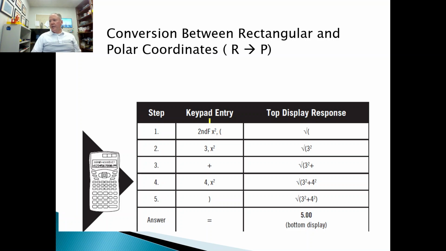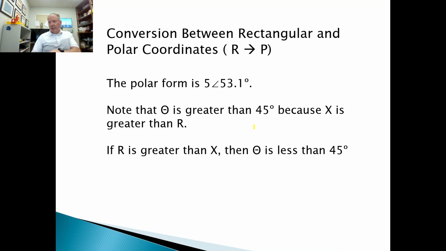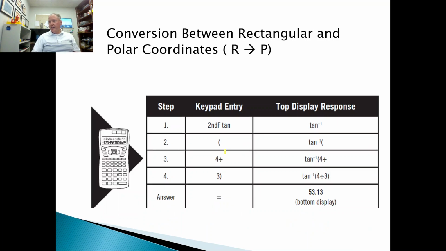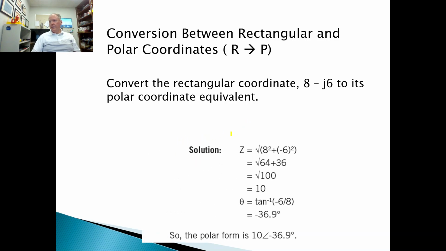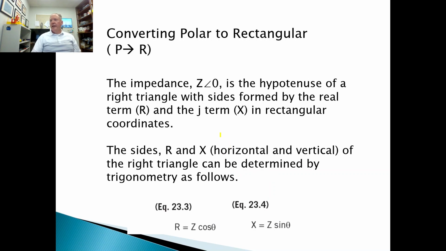All right? So here are some steps that show you using the calculator to do the calculations that we just did here, okay, right here. Now, the calculator can also be used to convert from rectangular to polar. So here's where you again solve for the impedance, and that's the same formula there. Now, the impedance of Z angle theta is the hypotenuse of a right triangle with the sides formed by the real and the X.